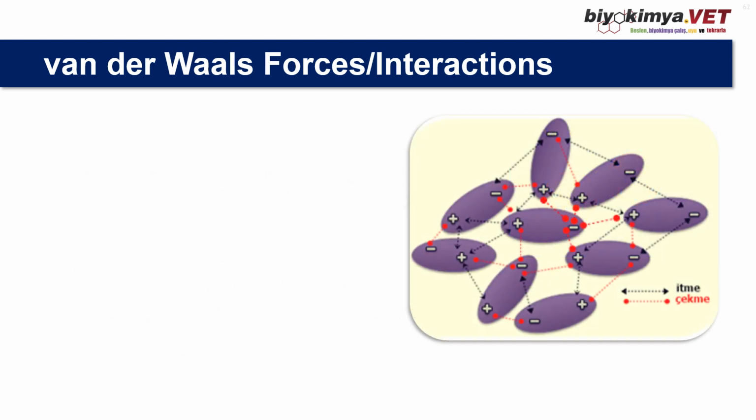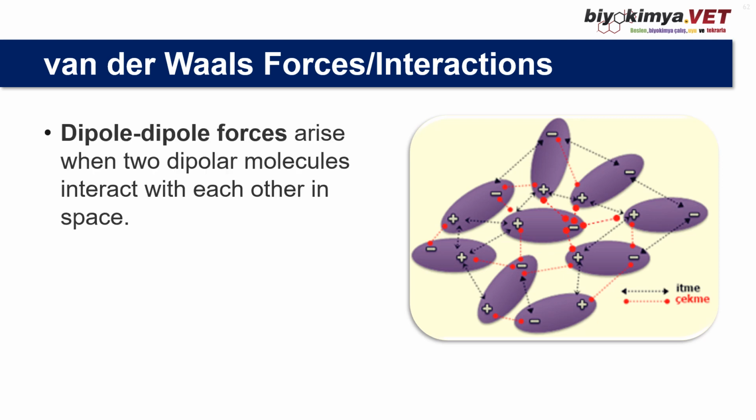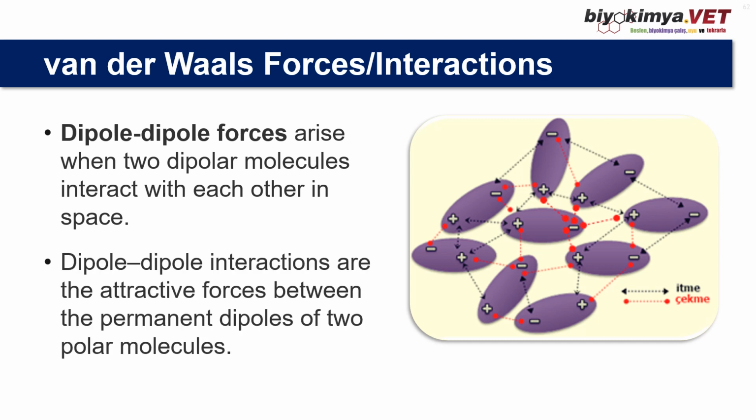The second type of van der Waals interaction is dipole-dipole forces, which arise when two dipolar molecules interact with each other in space. They are similar to London dispersion forces, but they occur in molecules that are permanently polar and in molecules that are momentarily polar. Dipole-dipole interactions are the attractive forces between the permanent dipoles of two polar molecules.